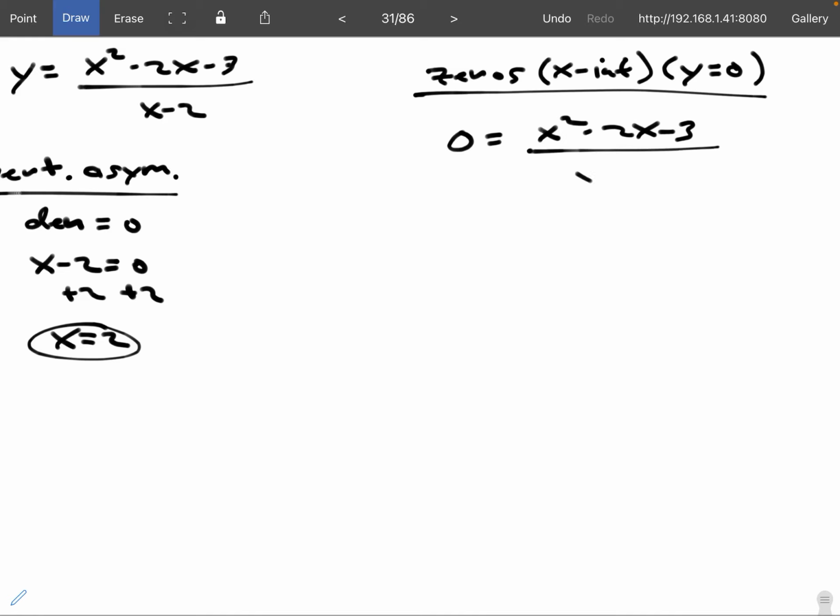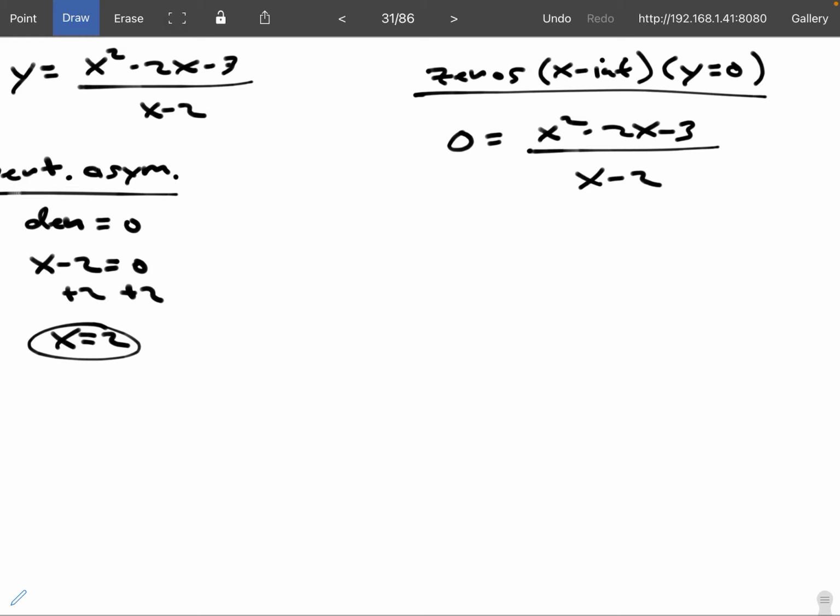X squared minus 2x minus 3 over x minus 2. Now think about it for a second. If a fraction is equal to 0, what has to be equal to 0, the numerator or the denominator? Think of just any fraction. Would you put the 0 on the top or the 0 on the bottom if you wanted it to be 0? Yeah, good. It'd be on the top, right?